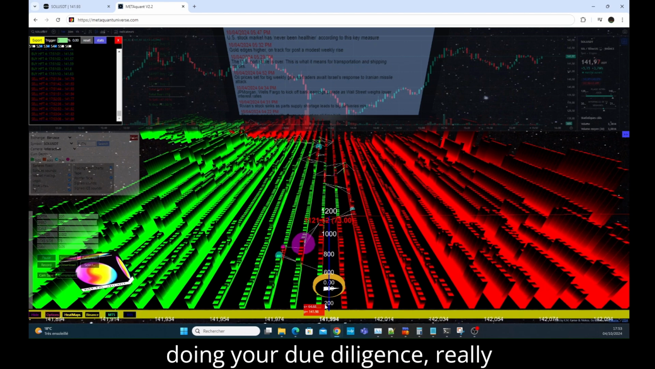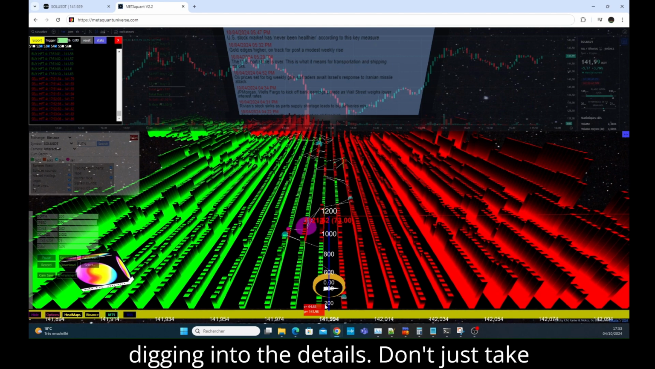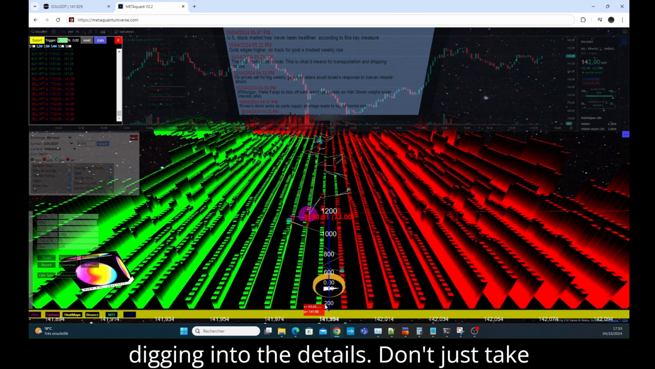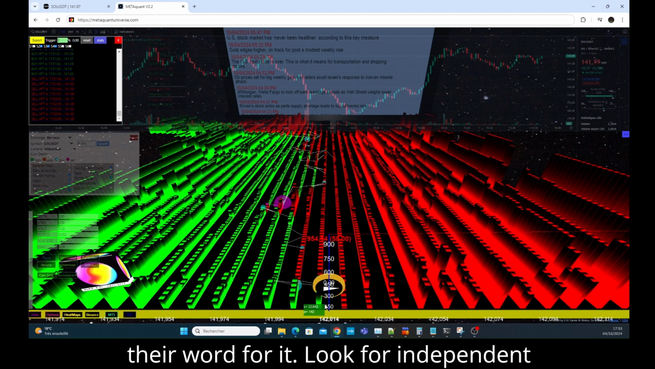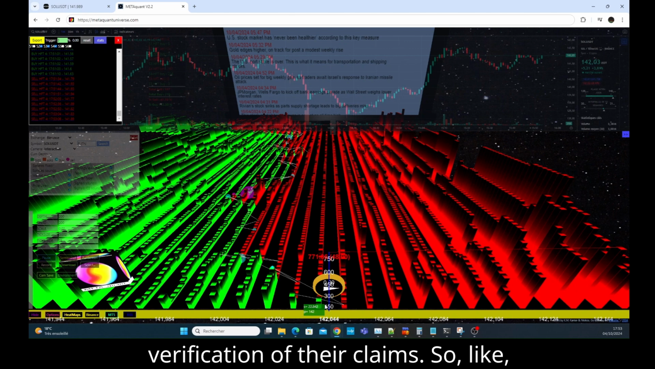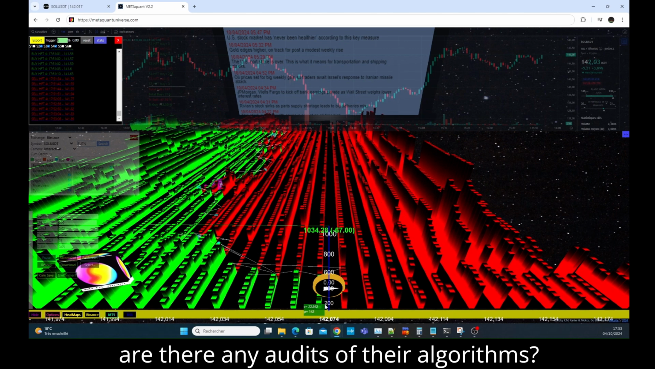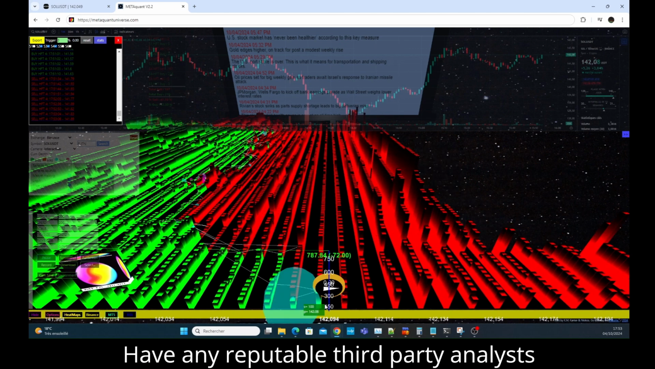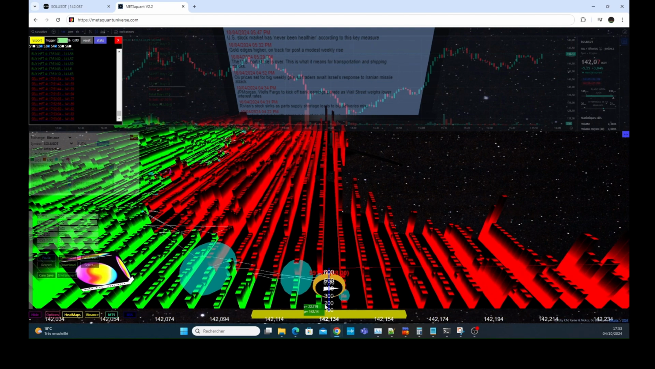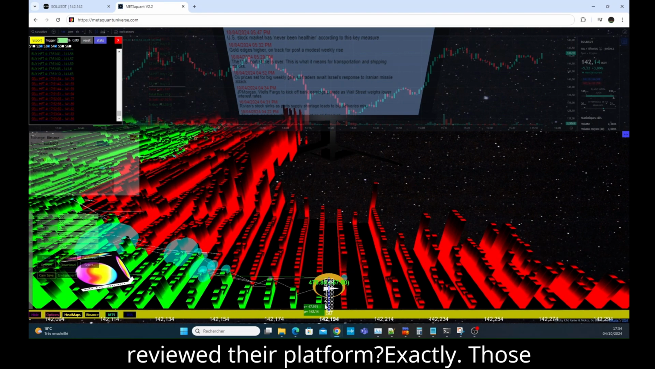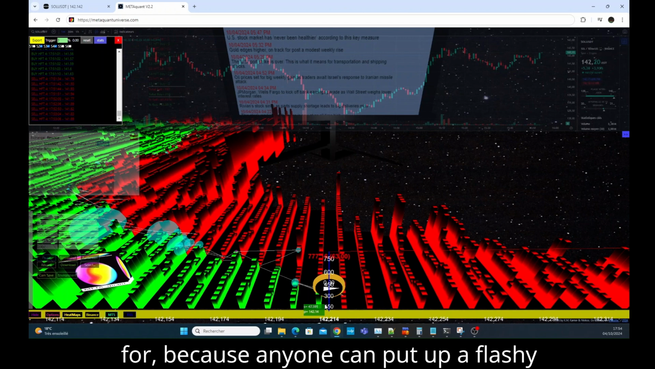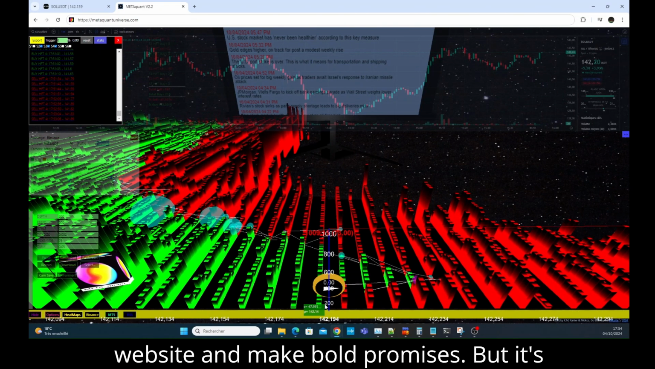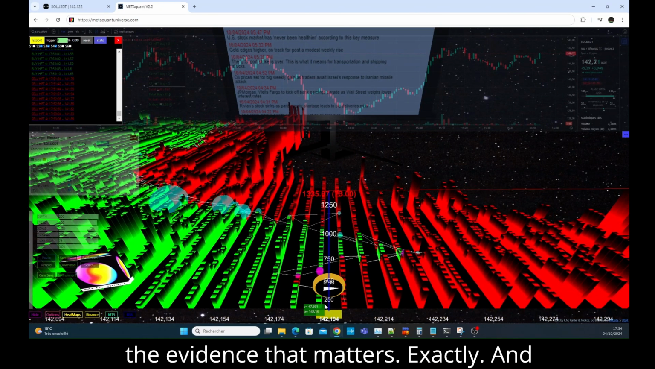It's about doing your due diligence, really digging into the details. Don't just take their word for it. Look for independent verification of their claims. So, like, are there any audits of their algorithms? Have any reputable third-party analysts reviewed their platform? Exactly. Those are the kinds of things you want to look for, because anyone can put up a flashy website and make bold promises. But it's the evidence that matters.